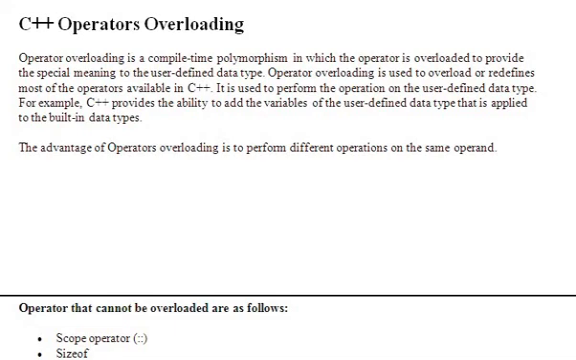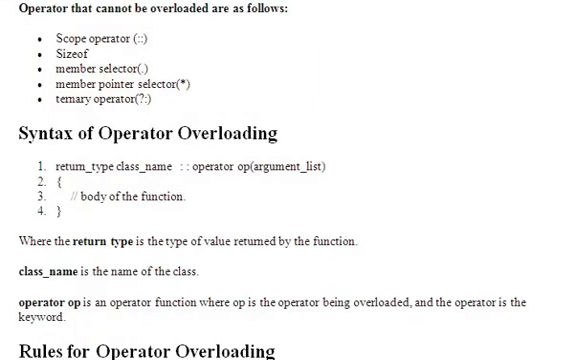Operator overloading. It's a compile time polymorphism. An operator is overloaded to provide a special meaning to the user defined data type. So a few operators cannot be overloaded. Look at the operators that cannot be overloaded: sizeof operator, scope resolution, member selector, member pointer, ternary, etc.